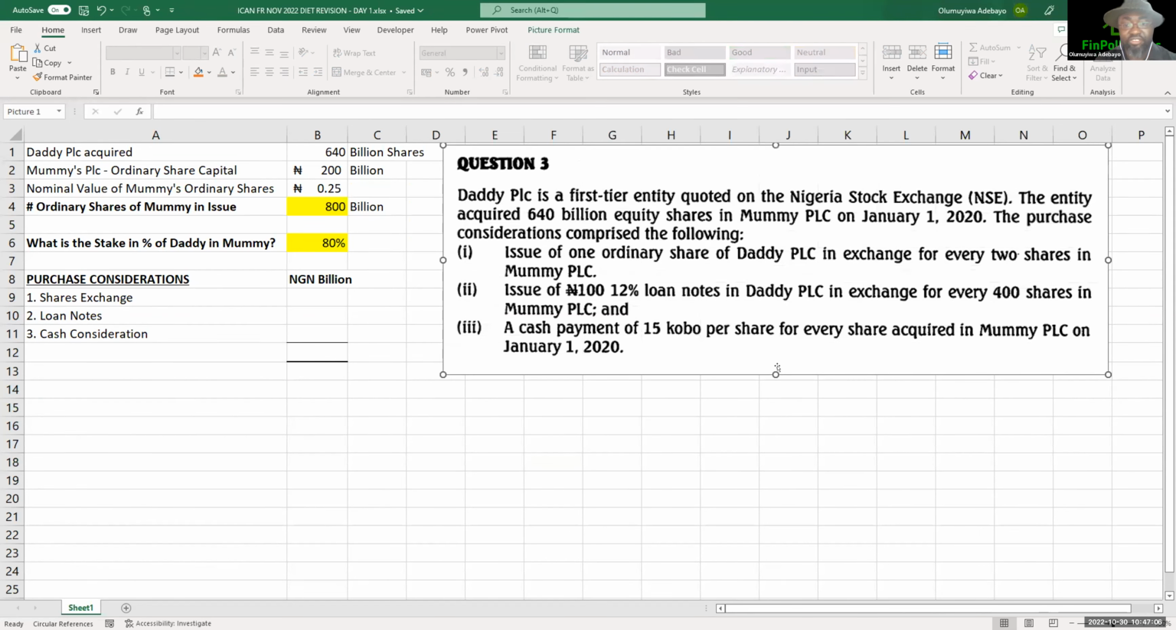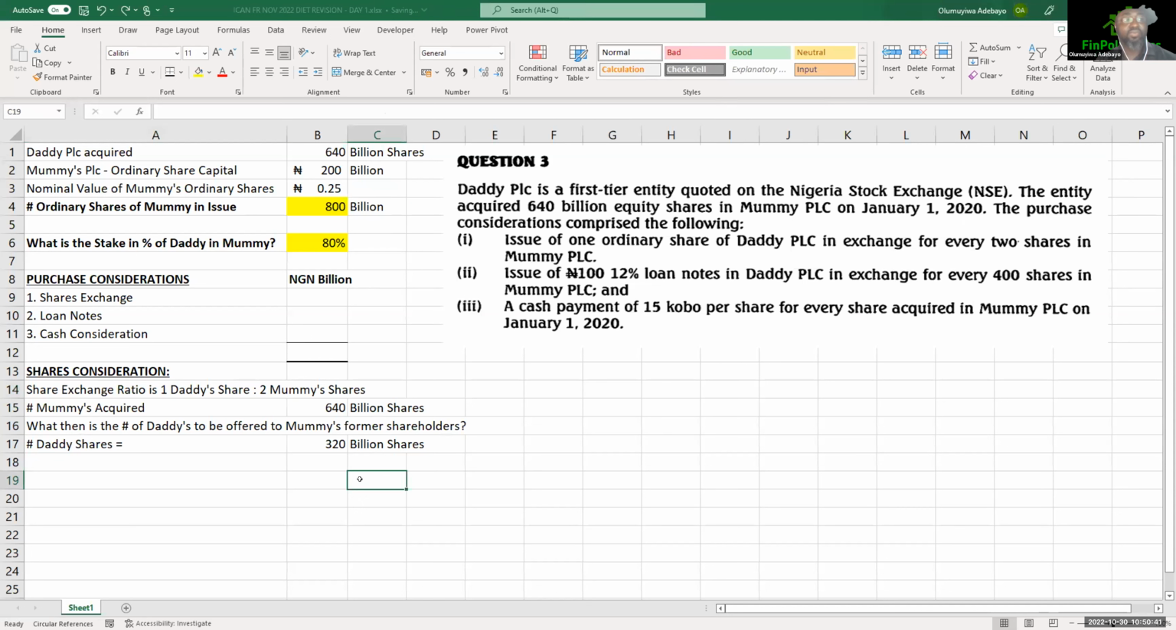Similarly, imagine the question says, exchange is 2 of Daddy's shares for 5 of Mommy's shares. It will have been ratio 2 to 5. That means 2 over 5. And that will have given us this. Okay. Take note. Any question on that?